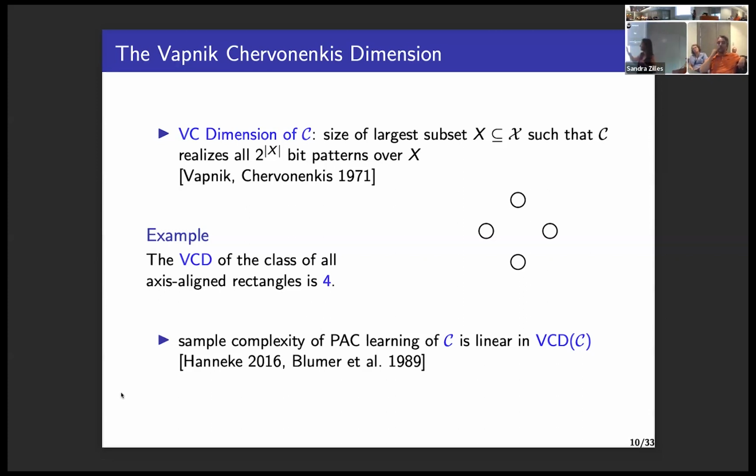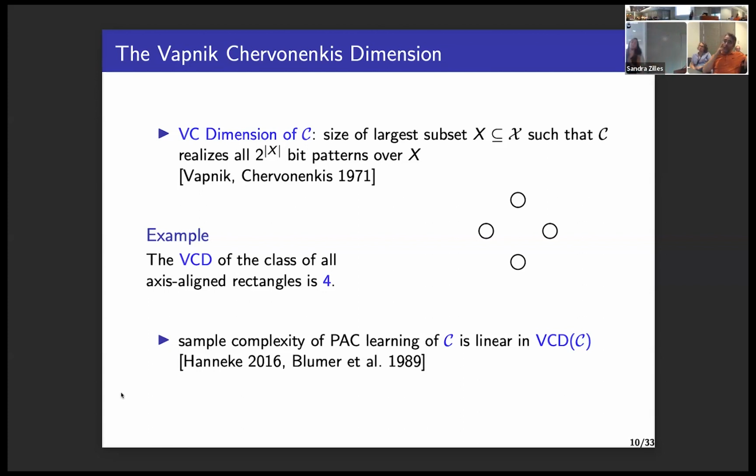So now assume we have the class of all axis-aligned rectangles in R2, like in the beginning. I'm claiming this dimension here is 4. What does it mean? It means there is a subset of 4 points of the R2, such that whatever 0,1 pattern I assign to those 4 points, there will be an axis-aligned rectangle that is consistent with that 0,1 pattern. But the same cannot be done with 5 points, okay? So 4 is really the largest subset.